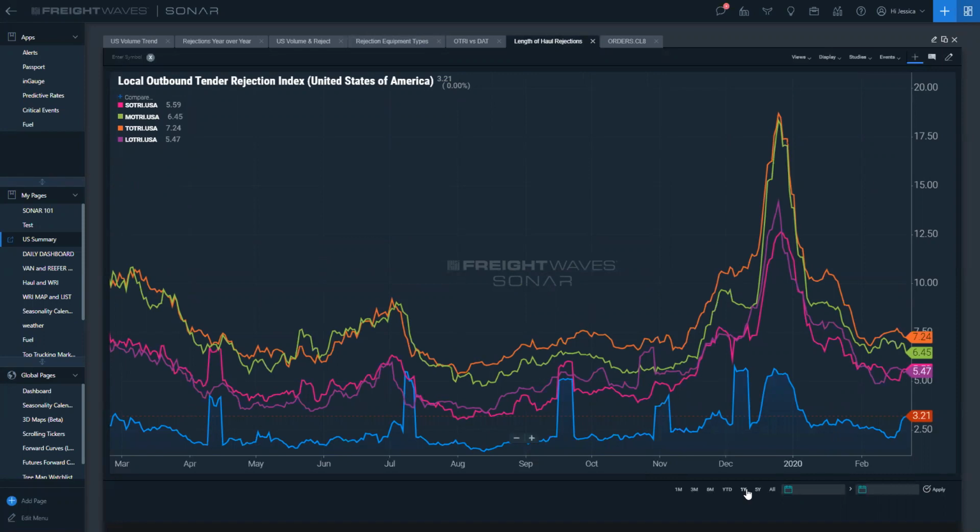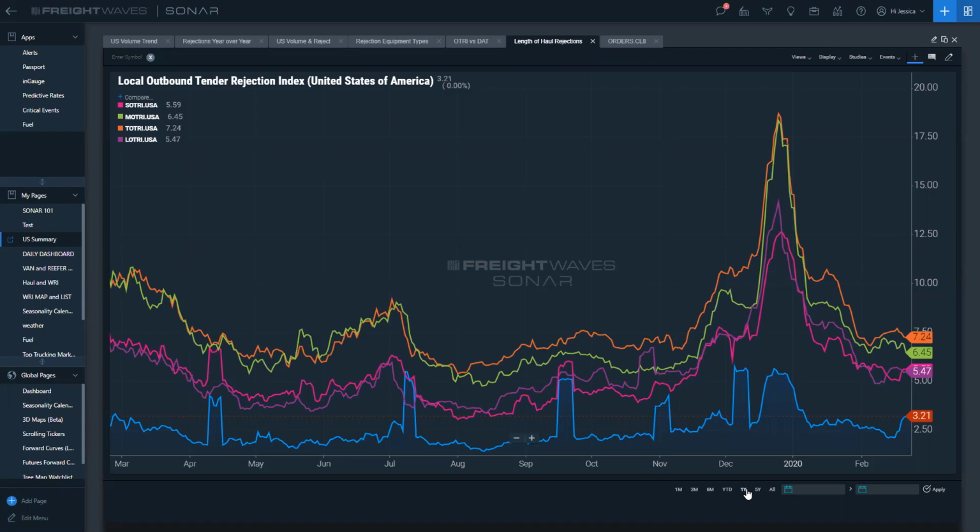So in blue is our local, which is 0 to 100 miles. In pink is our short haul, which is 101 to 250 miles. Our mid haul is in green at 251 to 450. In orange is our tweener from 451 to 800. And in purple is our long haul, which is 801 plus miles.